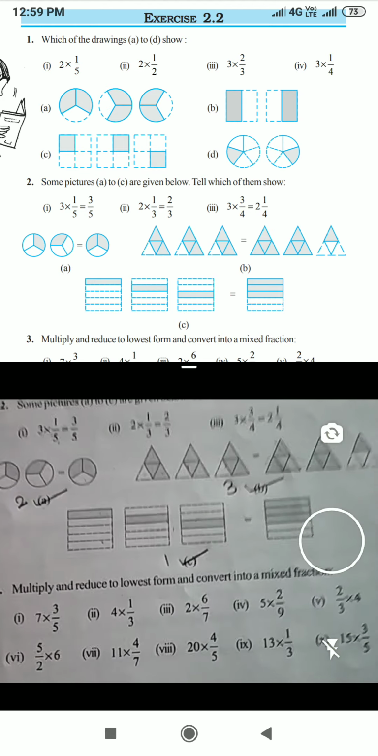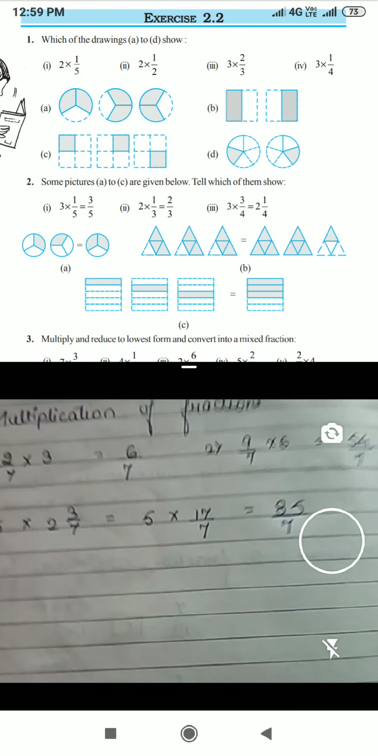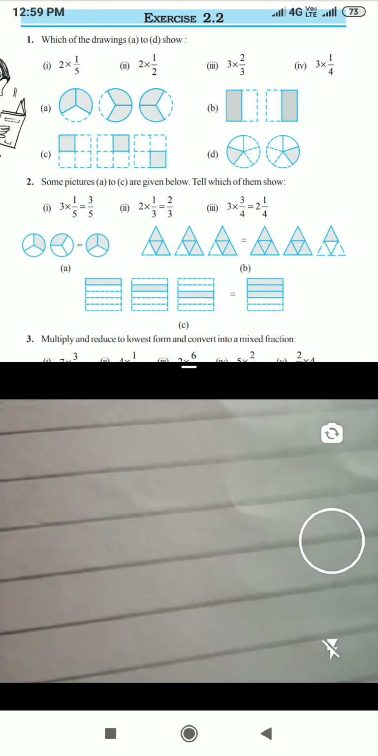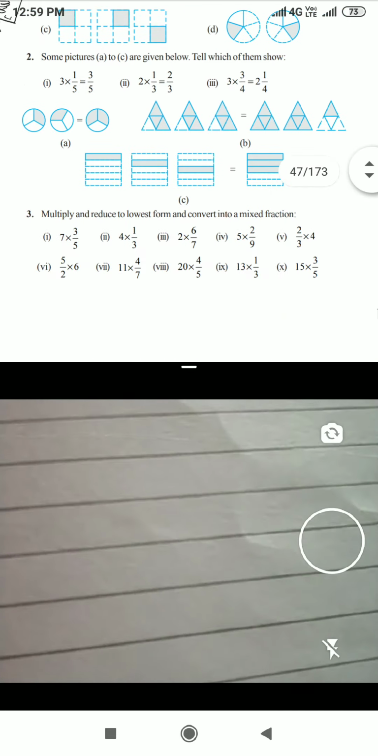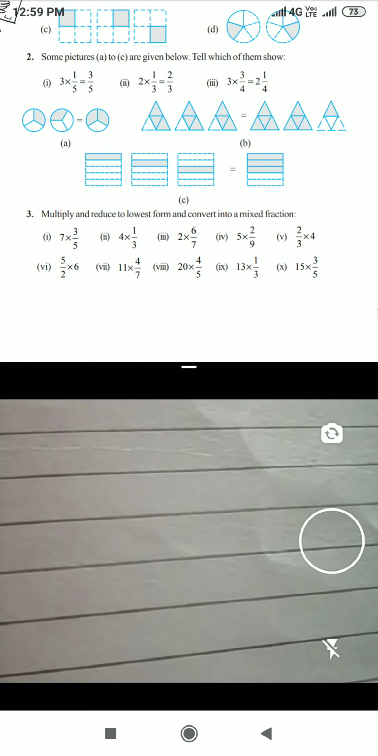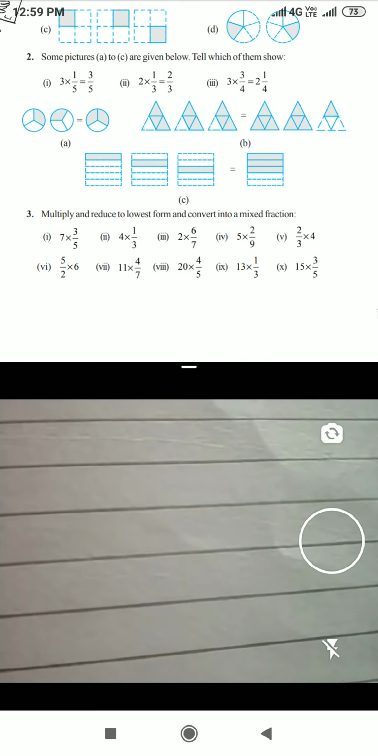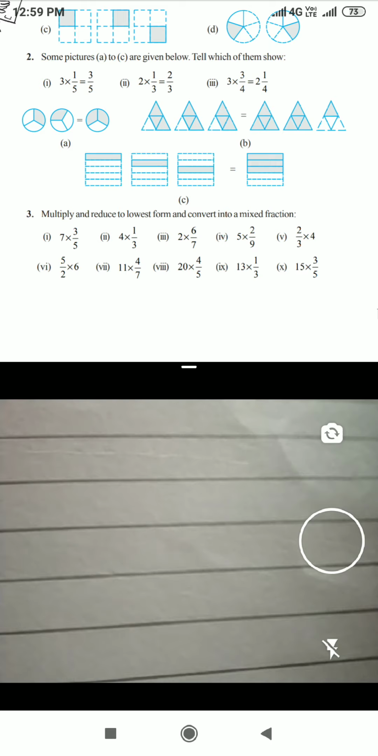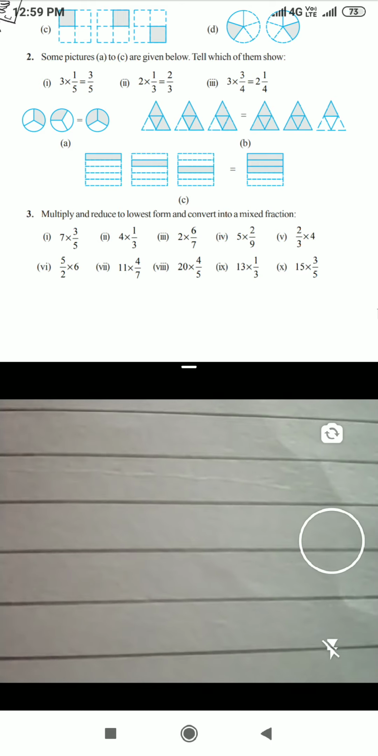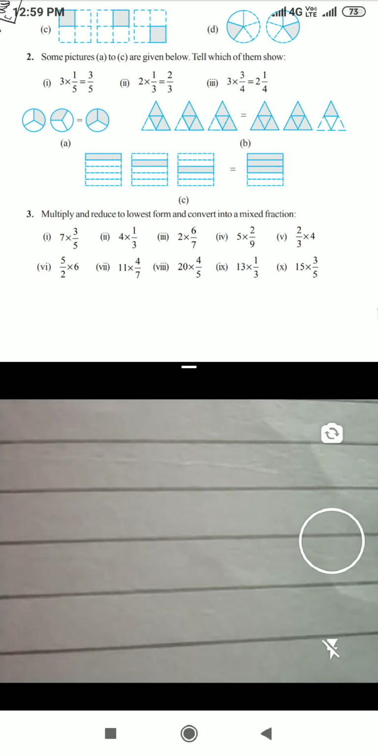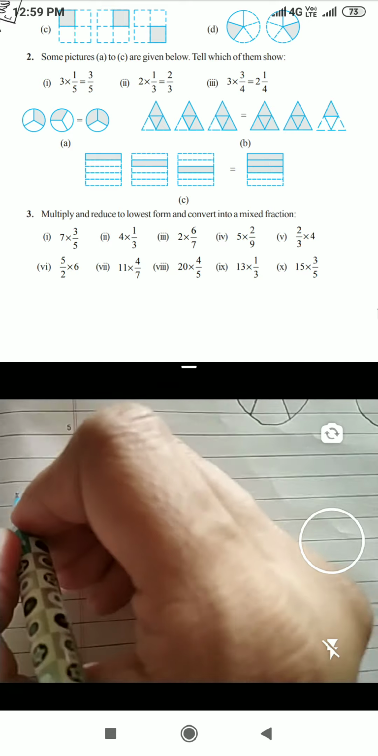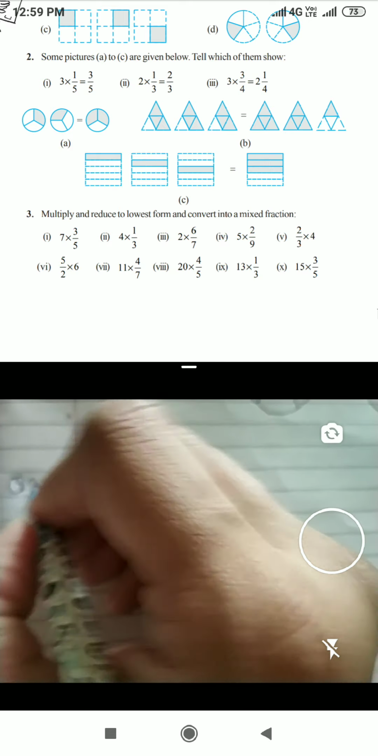Fine. Now we'll go for question number 3. Come on. Now question number 3 should be solved. See. This is our question number 3. Multiply and reduce to lowest form and convert into mixed fraction. Now we have to first multiply these fractions and then we have to reduce it into the lowest form and then we have to convert it again into the mixed fraction. Okay. Question number 3.